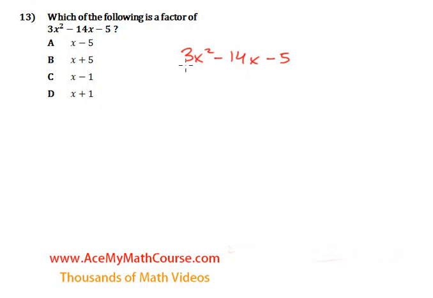And I can't factor out a GCF, and I have a number in front of the x squared, or a number multiplying x squared. So what can I do? I can factor this by grouping. To do that, we need to find two numbers that will multiply to whatever 3 and negative 5 multiply to, which is negative 15. 3 times negative 5, negative 15. And those two numbers need to add up to negative 14.